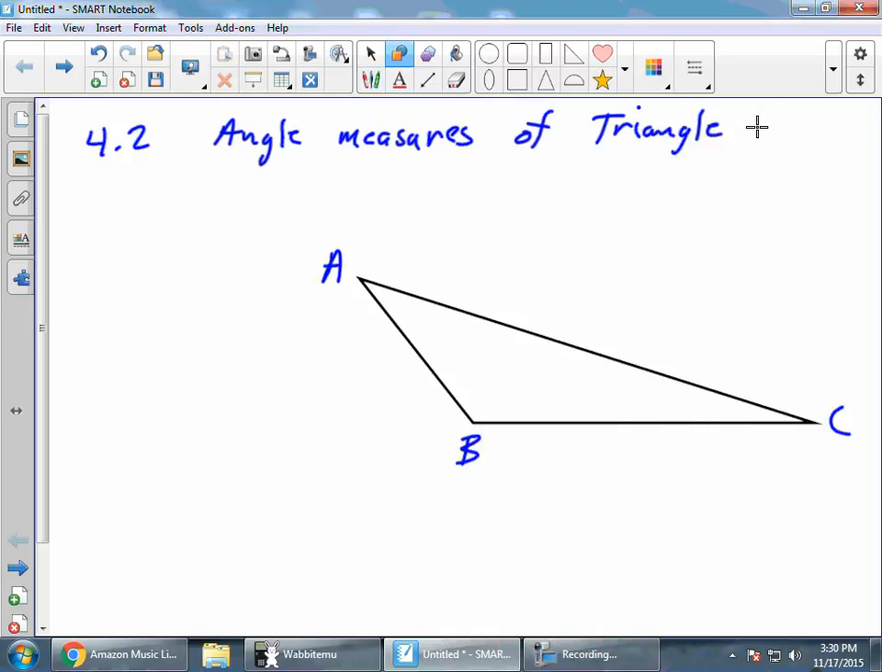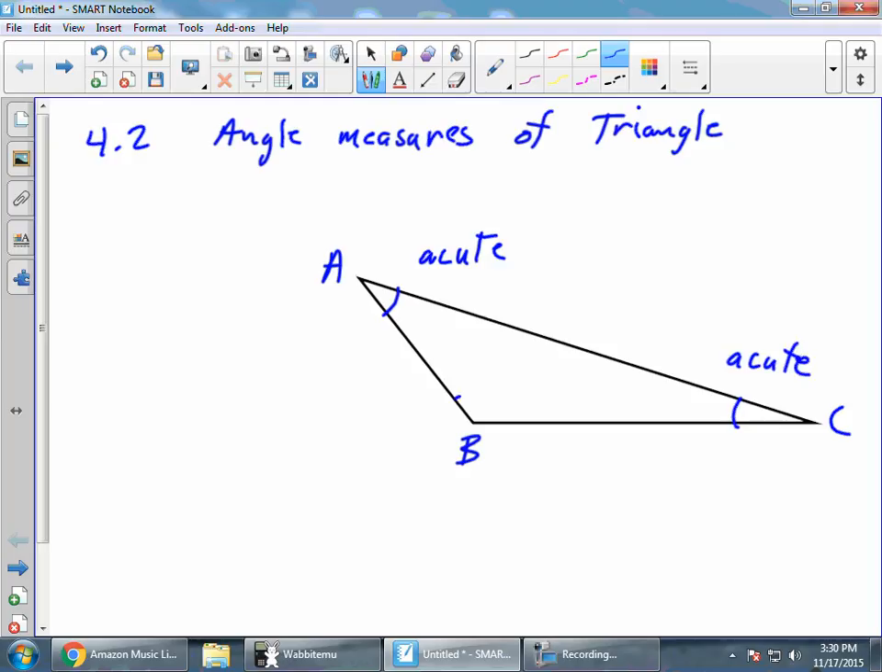Okay, so one of the big things, say you have this triangle ABC, and just for fun, let's review a little bit of your vocabulary. Angle A here is an acute angle, meaning that it's less than 90 degrees. Angle C is also acute, its measure is less than 90 degrees. And angle B here is obtuse. Its measure is greater than 90 degrees.